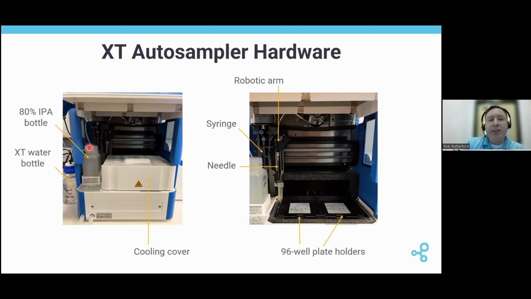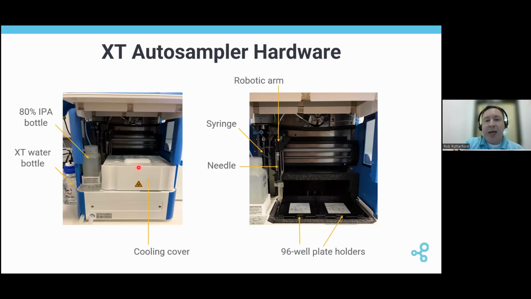The other one is inside the instrument itself, and you want to make sure this is filled with 80% isopropanol. These two components are used to clean the sample loop after each injection. So if they were to run dry throughout the course of an experiment, you have the potential to introduce air into the system, which is something we want to avoid. So as long as these two are topped up before you start your test, you're good to go.